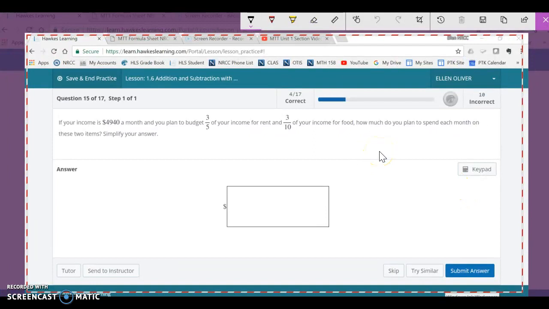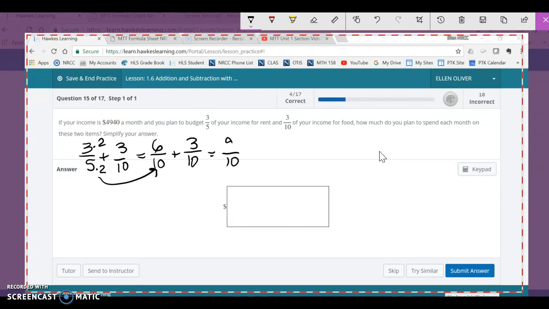3/5 plus 3/10 is how we start. And I can look at 5 and 10 and know that my common denominator is going to be a 10. If you can't, you're going to use the ladder method. It's fine. So 5 times 2 gave me this 10. So I need to do 3 times 2 for that numerator. This guy was already a 10, so he stays a 3 on the top. 6 plus 3 is 9. So 9/10, in other words, almost all of your income is going to be for rent and food.